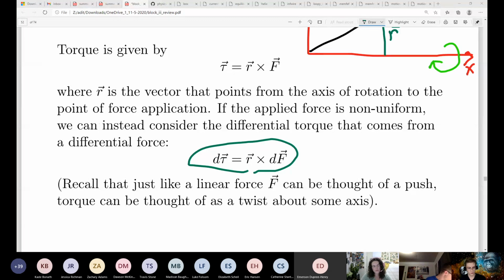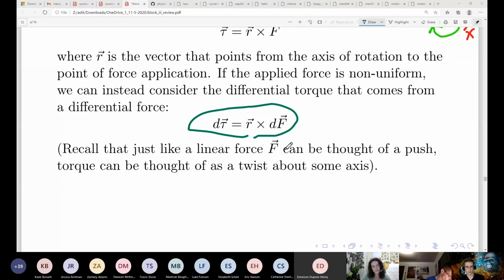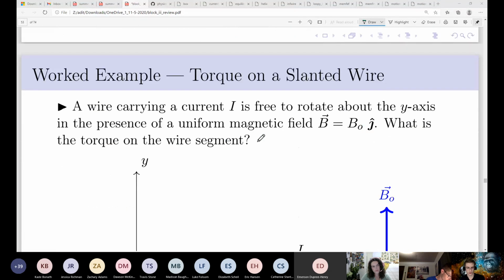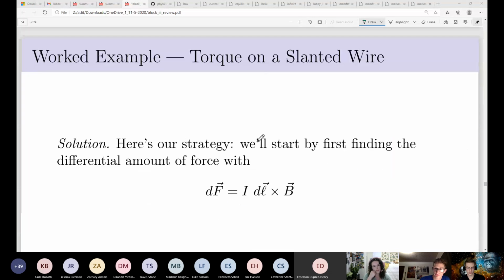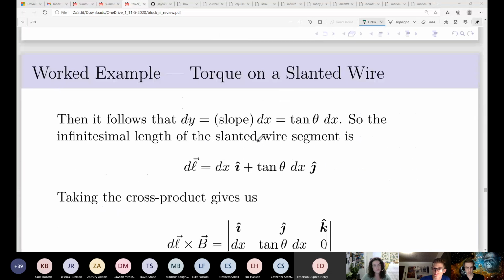Yeah, if there's any more questions, feel free to interject at any time. I'll be happy to clarify. And here's another worked example that we can go through later.